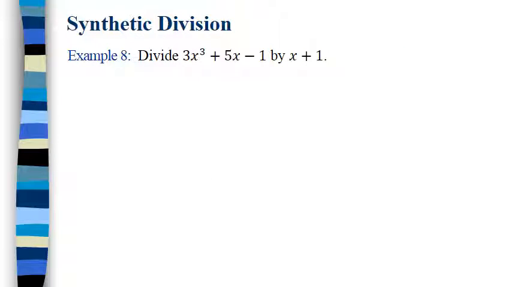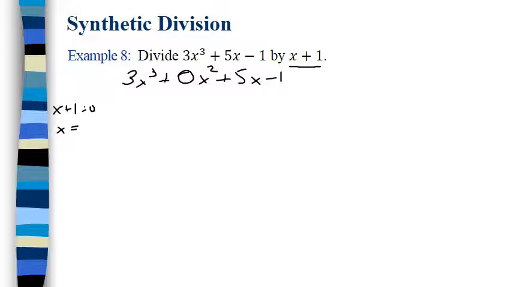Okay, let's do one more, and then I'm going to have you do a practice, and we'll have lots more practice in class. So if I want to divide 3x cubed plus 5x minus 1, remember when we wrote the row arrays, all terms had to be included in descending order. So we need to rewrite this as 3x cubed plus 0x squared plus 5x minus 1. And we're dividing that by x plus 1. So if x plus 1 equals 0, then x equals -1. So I'm going to put -1 in the little box, and then I'm going to write my row array.